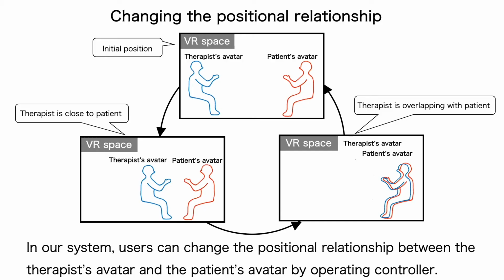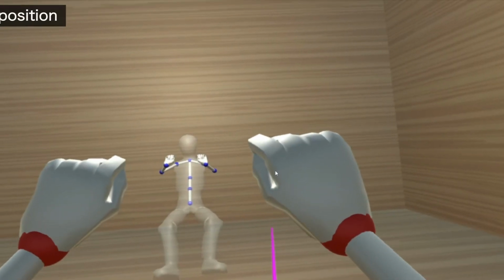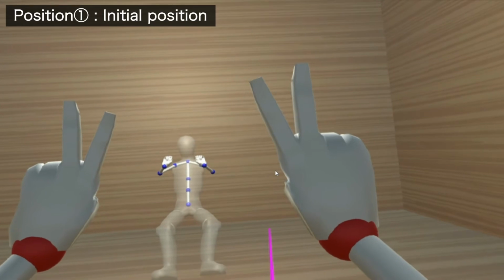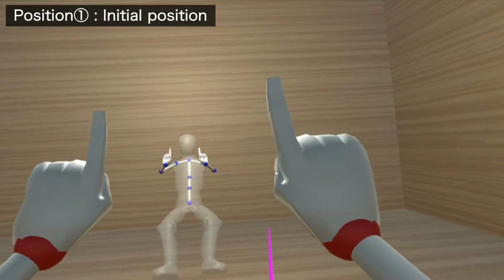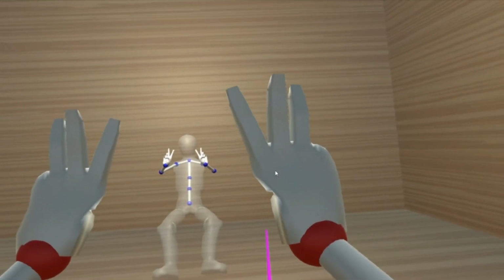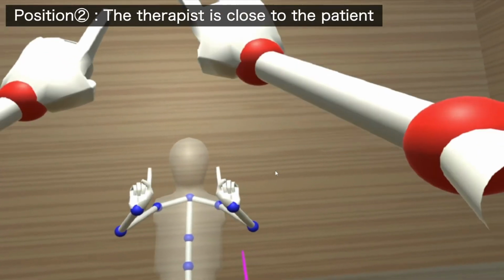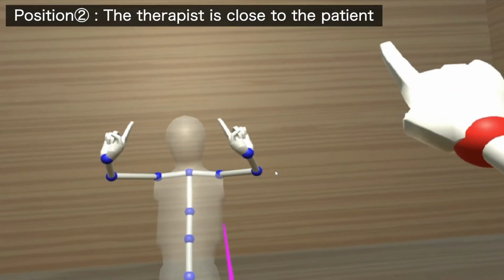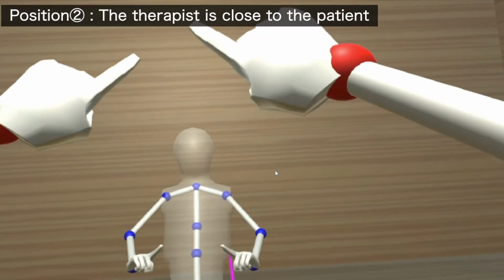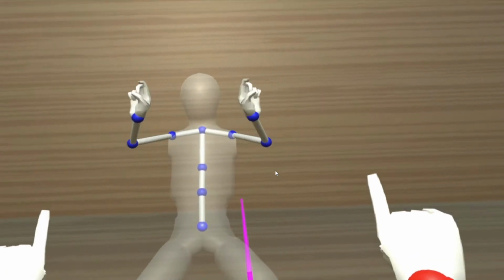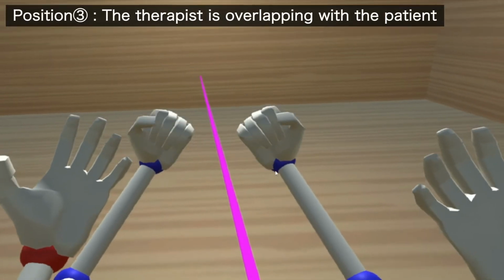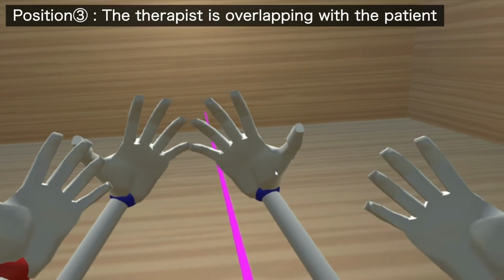In our system, users can change the positional relationship between the therapist's avatar and the patient's avatar by operating the controller of the HMD. This is the initial position. Therapist and patient are facing each other a little away. This is the second position. The therapist is close to the patient, keeping facing. This is the third position. The therapist is overlapping with the patient.